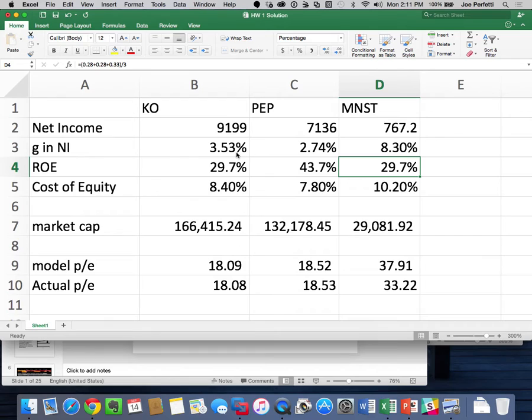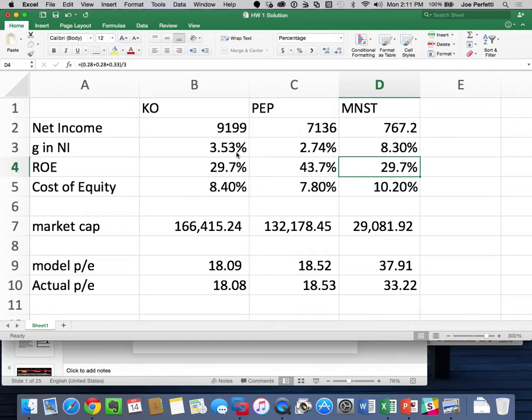All right, so the point here is really 2 things. One, when you look at multiples, and we're going to get deeper into multiples later this semester, what I want you to understand is the multiple is really an expression of expected growth, expected return, and expected risk, right? So it's not really just a number, it's what's behind the number that explains the multiples. And this is more an advanced understanding of multiples. And so this should actually start to tell you something as you look at these 3 companies.